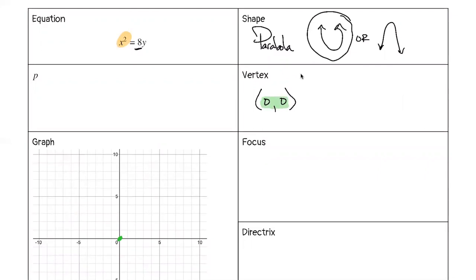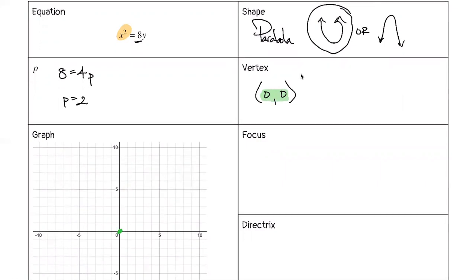So we take the coefficient, 8, and that equals 4p. So in this case, p equals 2. That tells us how far we count up and down for our focus and directrix. Now I said earlier it faces up, so let's get that parabola in there facing up. Now to find my focus, should I add 2 or should I subtract 2?